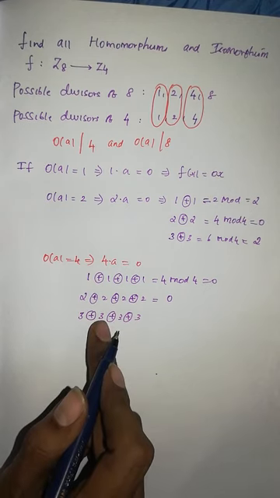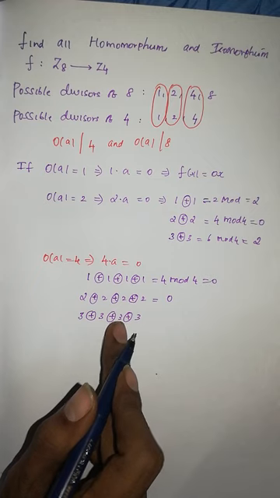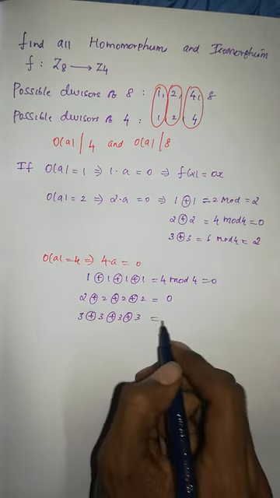Now 3 plus 3 is 6. 6 mod 4 is 2. 2 plus 3 is 5. 5 mod 4 is 1. And 1 plus 3 is 4. 4 mod 4 is 0.